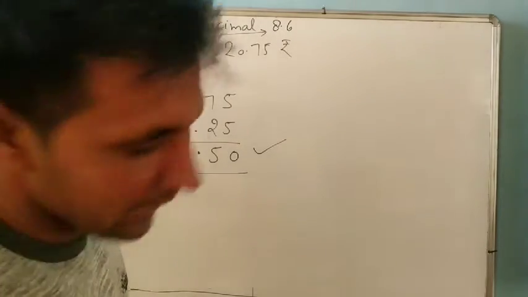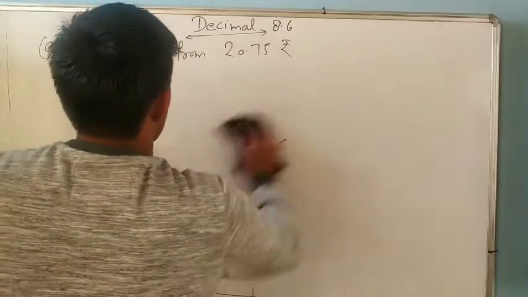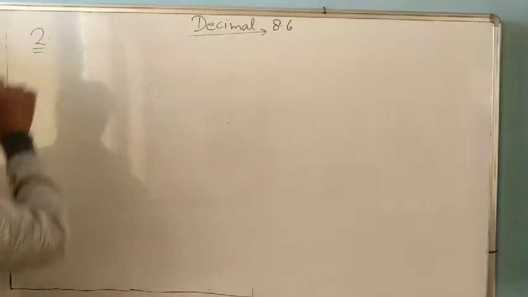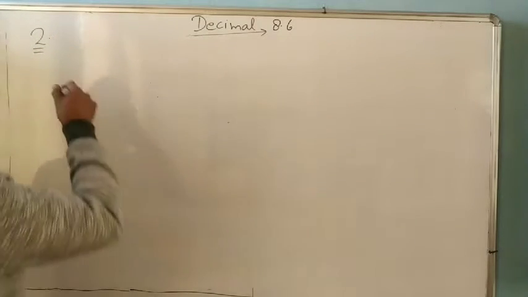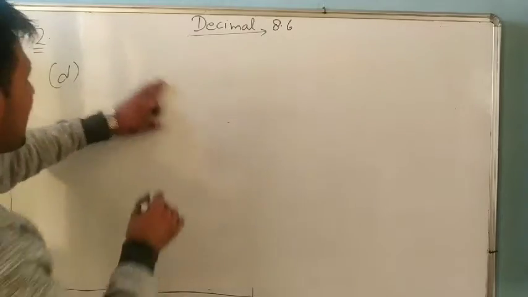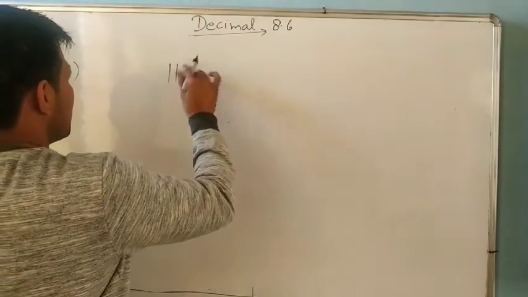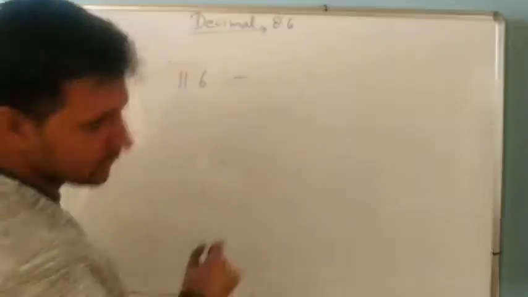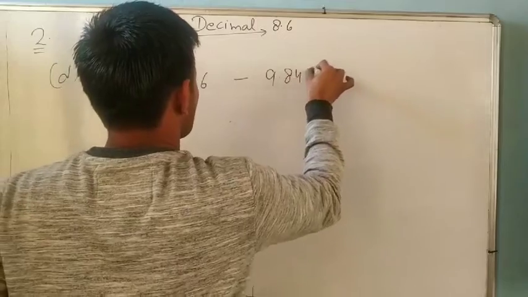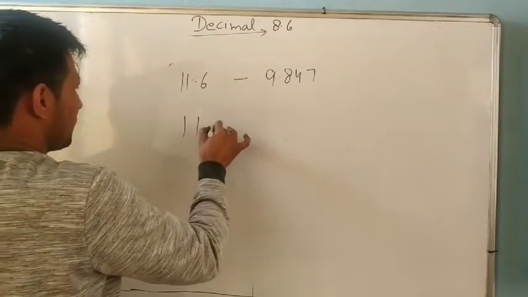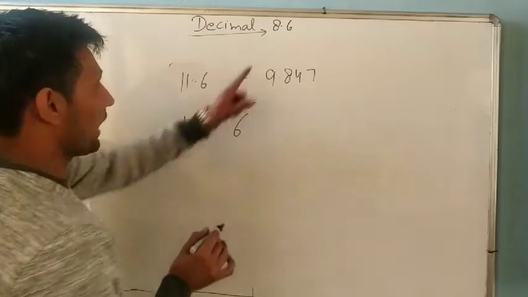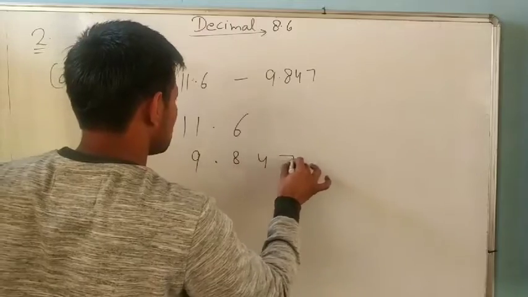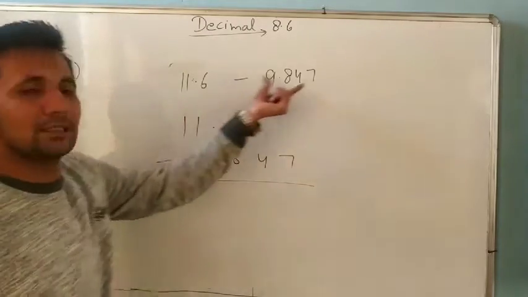Okay. Next is second question. Second question, find the value of this one. So D part. What is 11.6 minus 9.847. So what we will do? So 11.6. So 9 is always once. It is one's value. 9.847. So subtract. Otherwise you can subtract directly also.